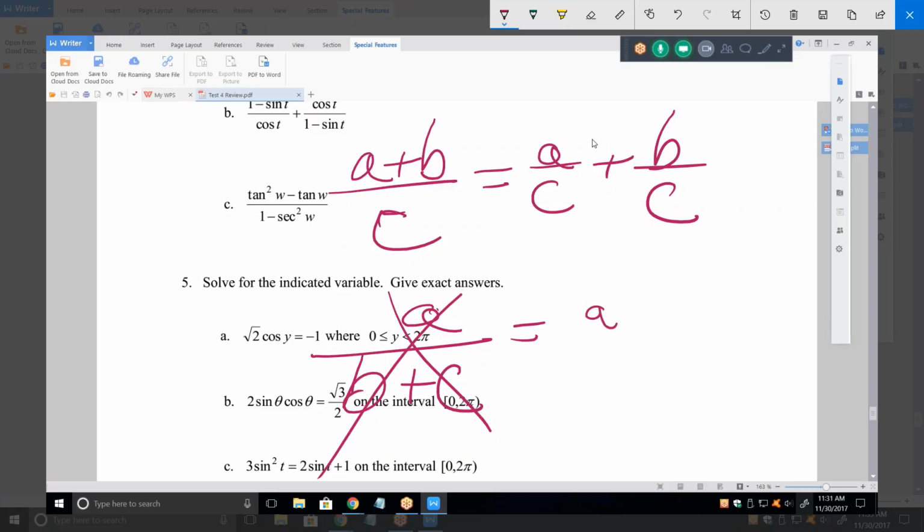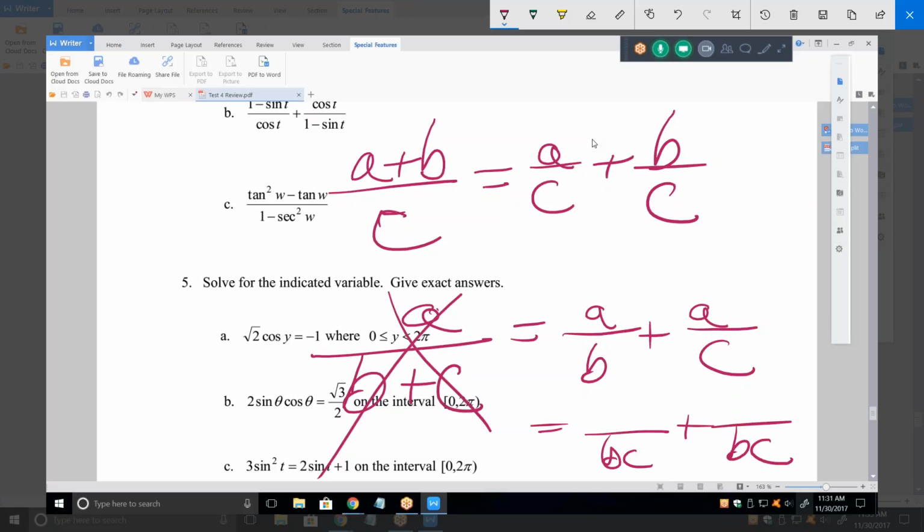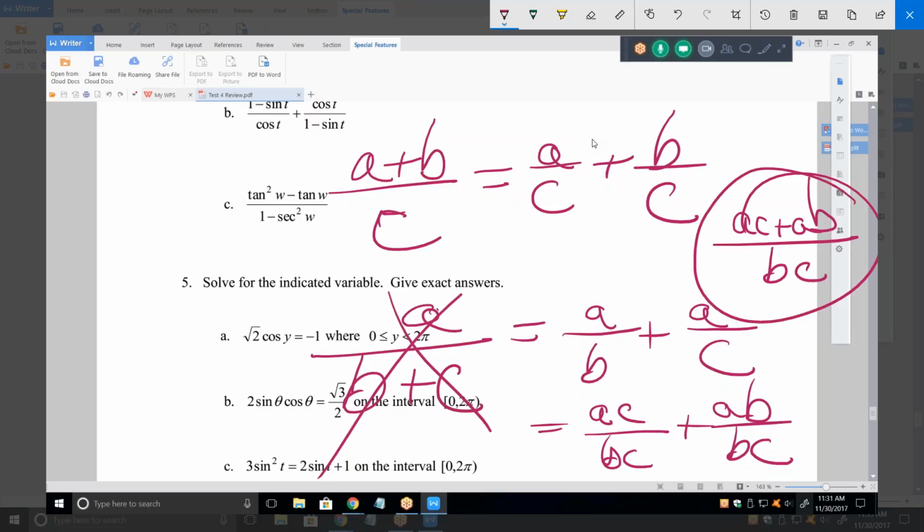Notice that if I did split it into that, it would not be equal to what I'm looking at. I would have to find a common denominator, which would be BC. That would be BC. This would have to be AC. This would have to be AB. I would add them together. I would get AC plus AB over BC. And that is not A over C plus B over C. So always remember, you cannot do this second step. Ever.